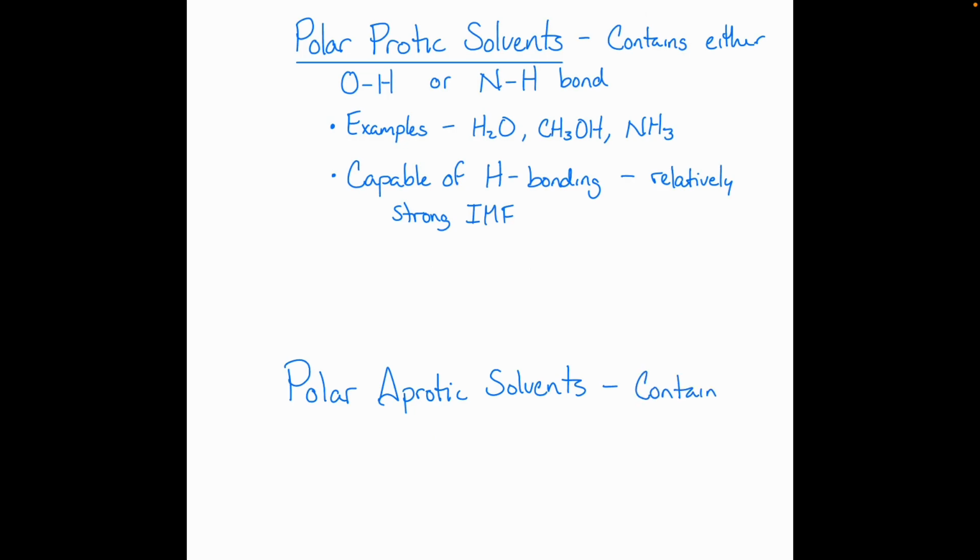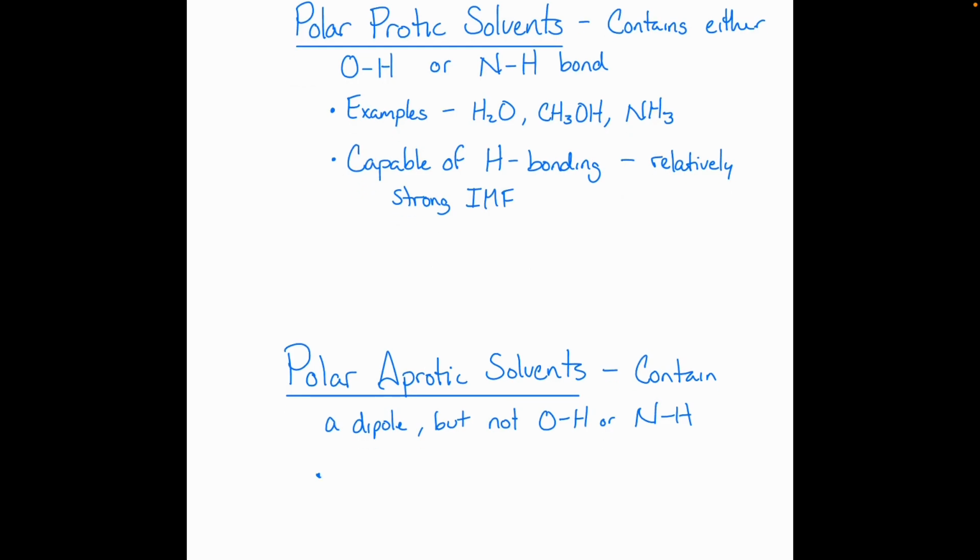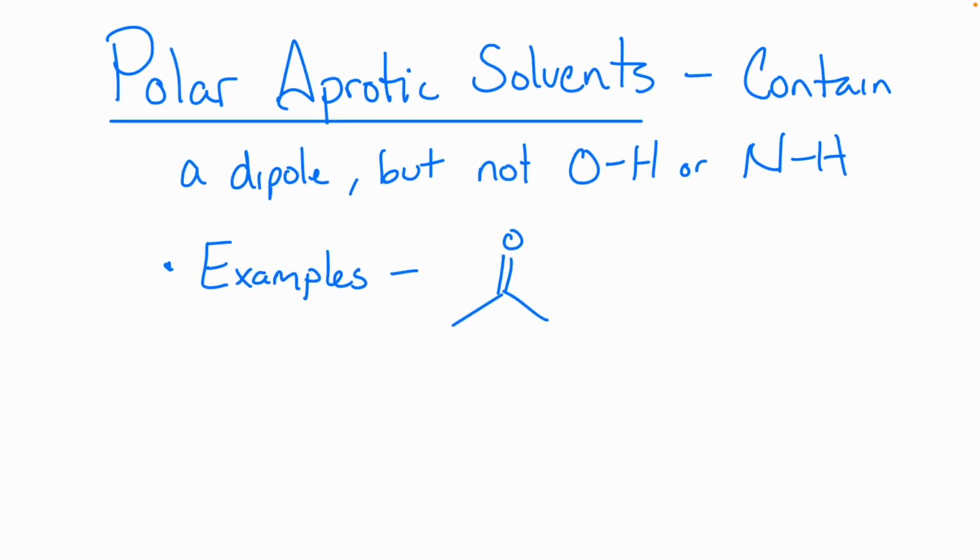They're polar, so they have to contain a dipole. But not one of those OH or NH types. So aprotic, meaning there is not a proton. Like atypical means it's not typical. Some examples. One of the ones that we use just all the time in the lab would be acetone. Right? Acetone is a polar molecule because it's got that carbon-oxygen double bond. But it is not capable of hydrogen bonding.